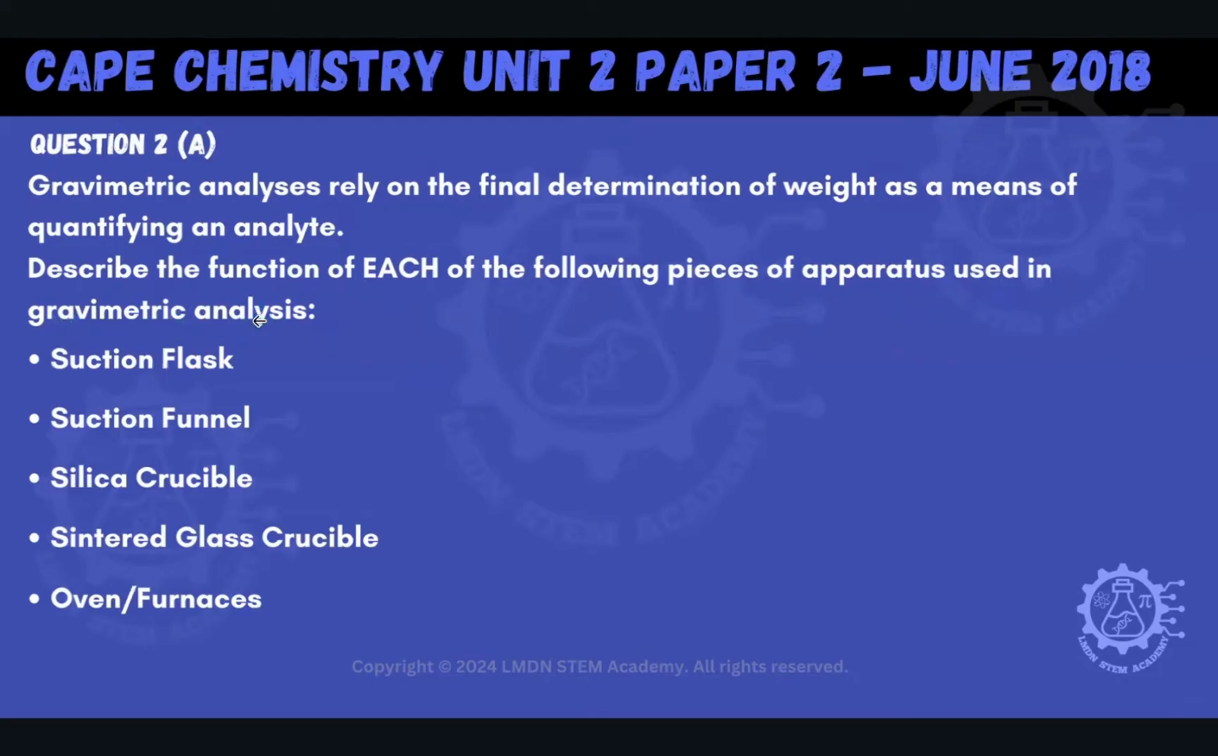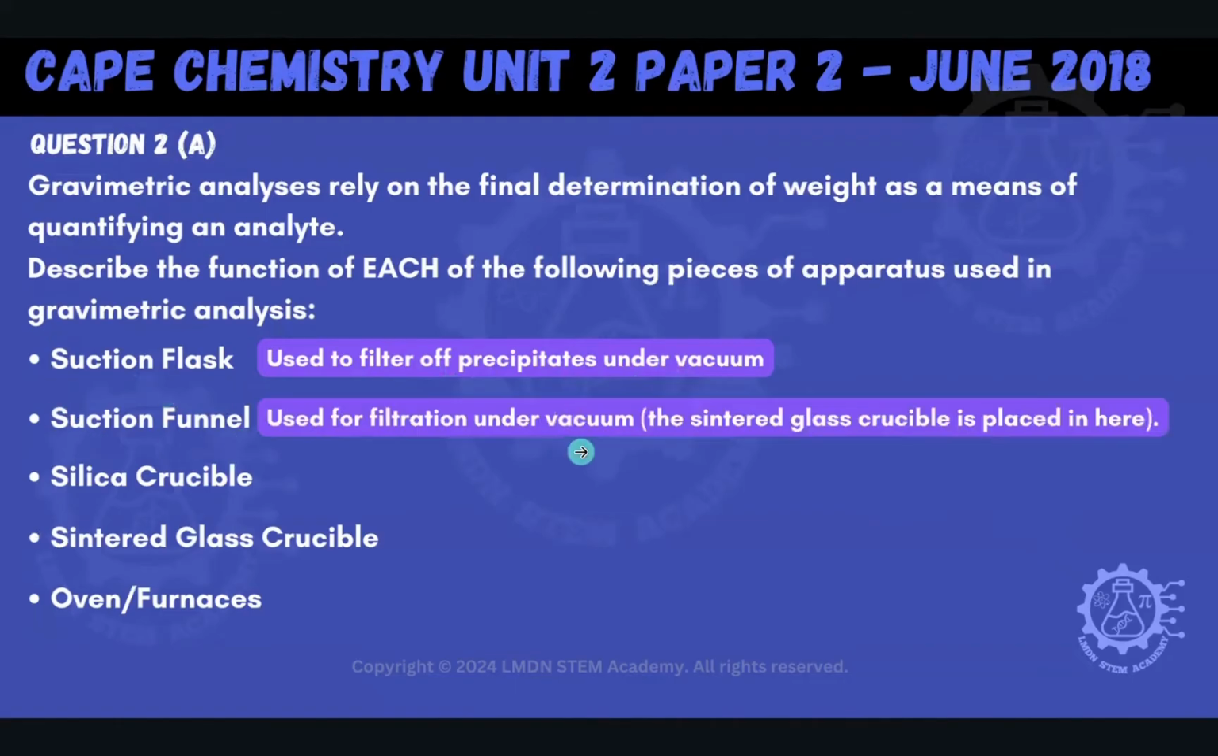So the first one we're going to look at is a suction flask. The suction flask is used to filter off precipitates under vacuum, right? Now the suction funnel is the next one, and that is used for filtration under vacuum. And in fact, the sintered glass crucible is generally placed in here, in your suction funnel.